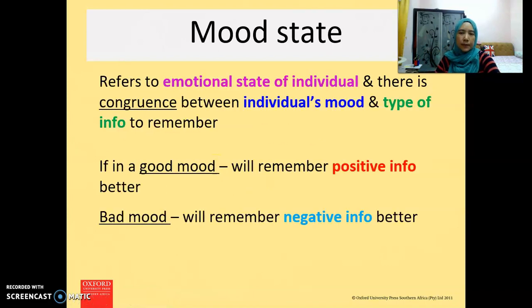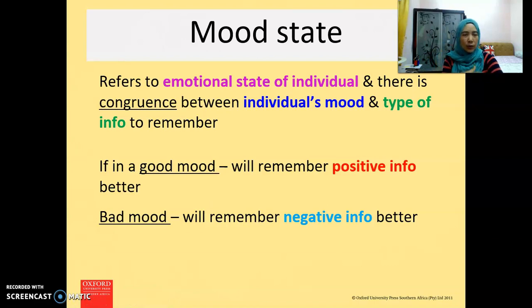Mood states: the way we encode the information, or the way we store the information, can also be influenced by our moods. Mood refers to the emotional states of individuals, and there is congruence between individual moods and the types of information to remember. If we are in a good mood, we tend to remember positive information better, and if we are in a bad mood, we tend to remember negative information better. So mood can play a significant part in remembering information.